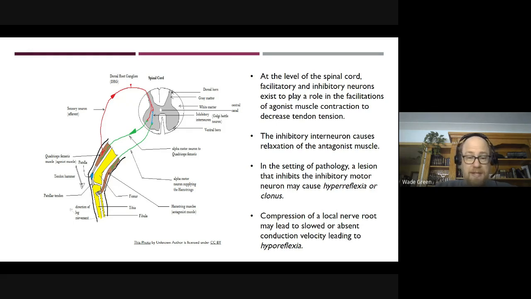Why? Because it's a descending tract that runs from the precentral gyrus, via the thalamus, all the way down to the anterior horn of the spinal cord. So that's always going to be an upper motor neuron lesion. So, for example, let's say someone has an upper motor neuron lesion, and therefore there's a lesion governing the ability of the inhibitory neuron to shut off the hamstring muscle.